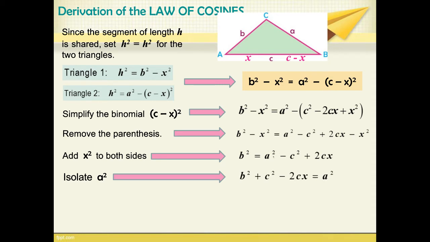So if we isolate a squared here on the right side, we transpose all the terms here to the left side. So on the left side, we will have b squared. This minus c squared will be transposed to the left, making it plus c squared. And this plus 2cx, if we transpose it to the left side of the equation, that will be minus 2cx equals a squared. So we have isolated a squared.